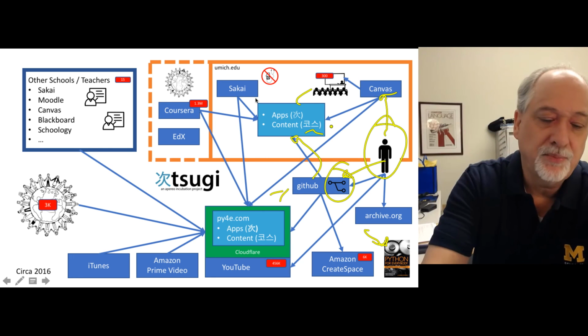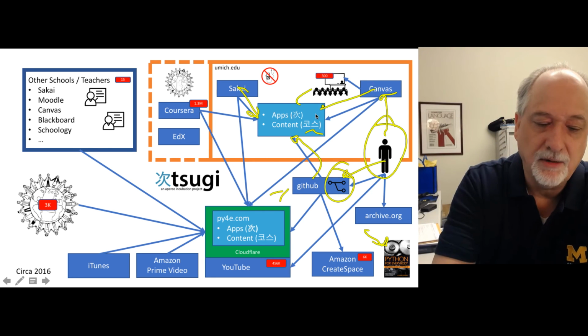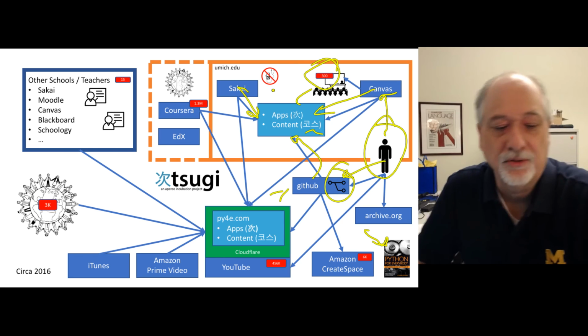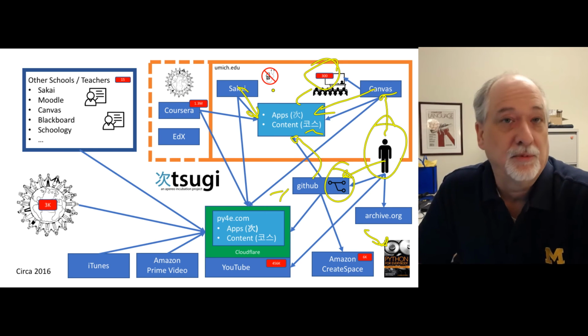And then what I do is I import these, and I was doing it in Sakai, and now I'm importing them into Canvas. And so Canvas is really a table of contents when I teach my 300 on-campus students, it is a table of contents.